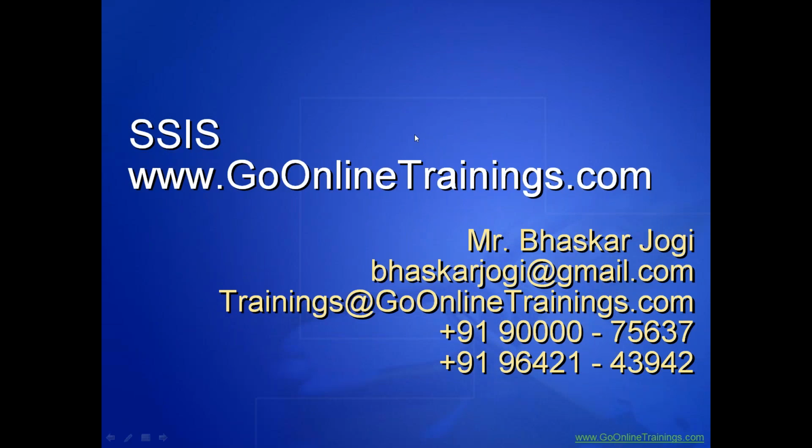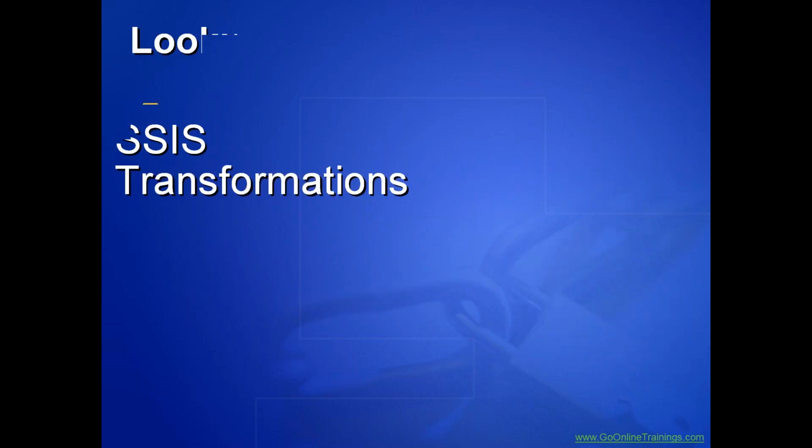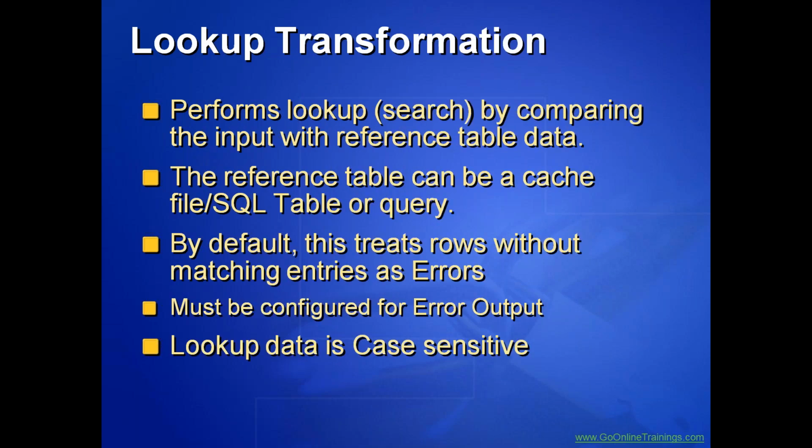So, today let us understand one more important concept, that is the lookup transformation. It performs a lookup search by comparing the input with the reference table data. The reference table can be a cache file, a SQL table, or a query. By default, it treats rows without matching entries as errors, so it must be configured for error outputs. Lookup data is case sensitive. Clear? So this is what the lookup is.